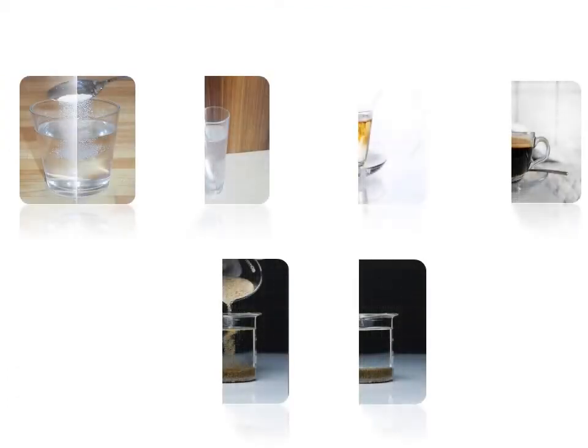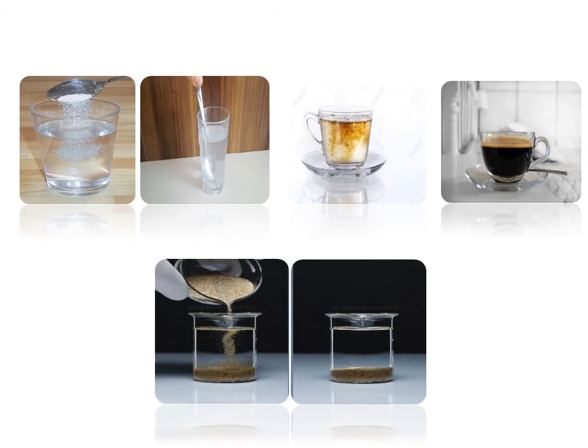When sugar or salt mixes with water, it disappears. This change is called dissolving. Sugar has been added to a glass of hot water. The sugar disappears in the hot water after stirring. Instant coffee powder has been added to a glass of hot water. The instant coffee powder disappears in the hot water after stirring.